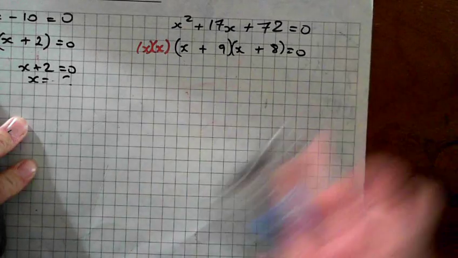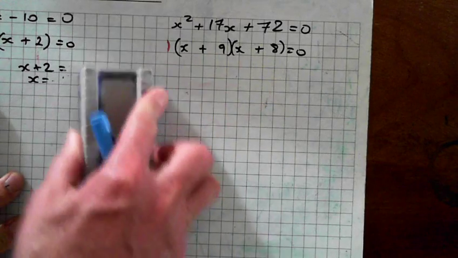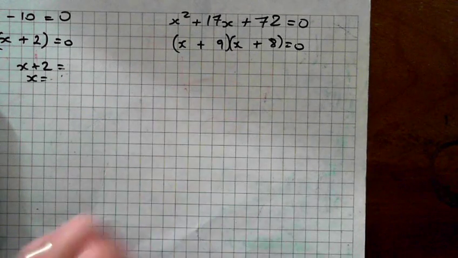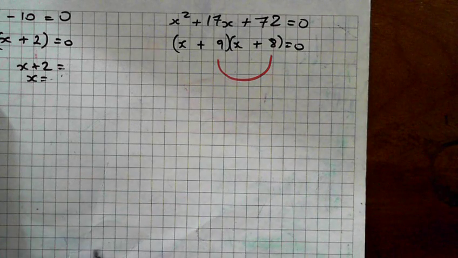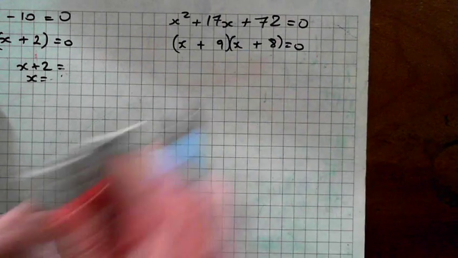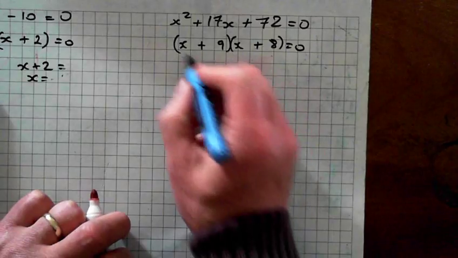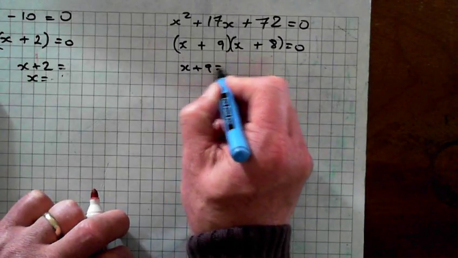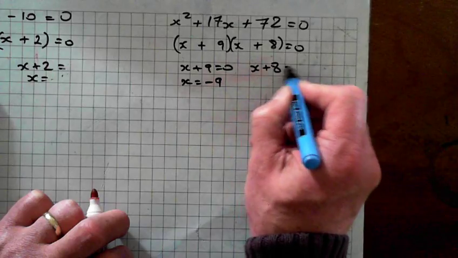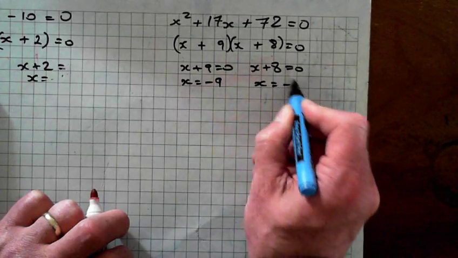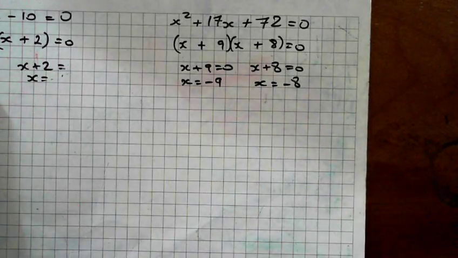Okay. We've got to do the second test. If I multiply 9 times 8, do I get 72? Yeah, I do. So it's still correct. Okay, so now we go x plus 9 is equal to 0, x is equal to minus 9. x plus 8 is equal to 0, x is equal to minus 8. Still okay?